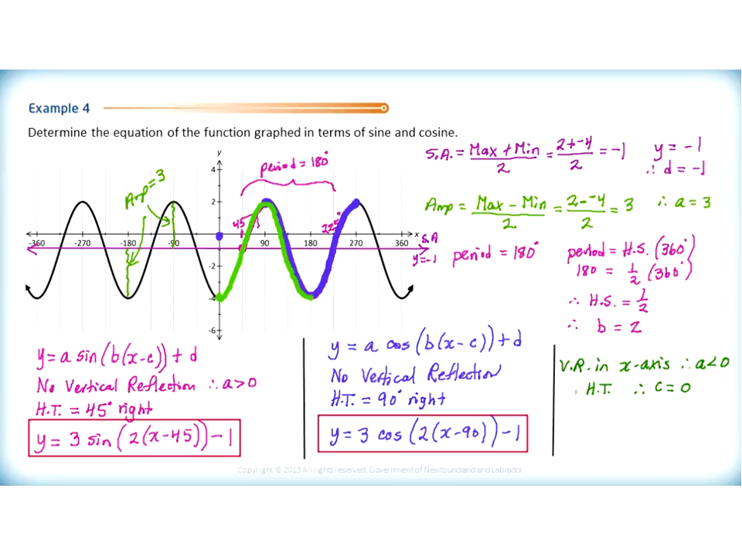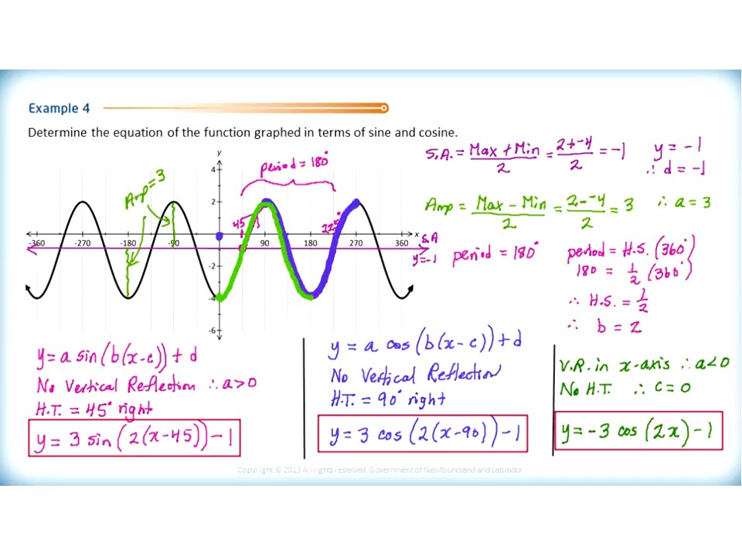So now we could come up with another equation that represents the same graph. Here it is. Y equals the negative, because of the vertical reflection in the x-axis. 3 is still going to be your amplitude. The cosine of, it's going to be a horizontal stretch of a half, puts a 2 in front of the x. There is no horizontal translation, so it's x minus 0, and then -1 at the end. So this is another equation in terms of cosine.